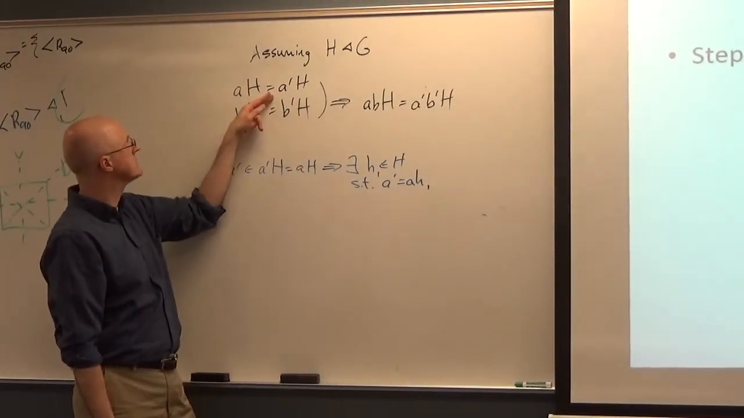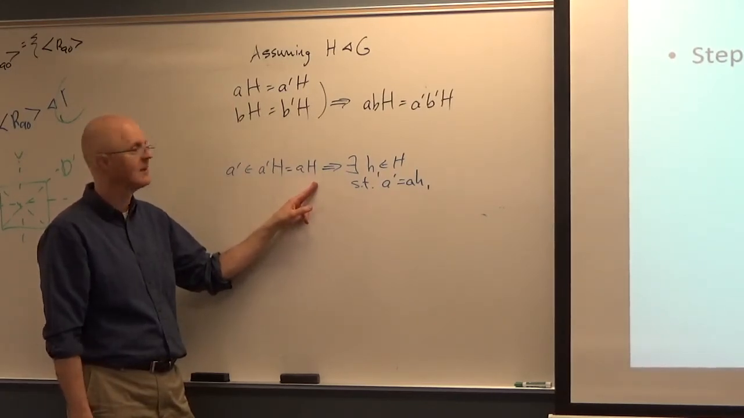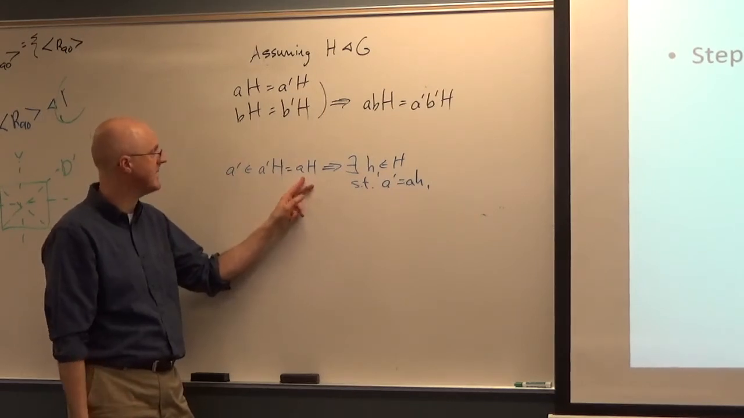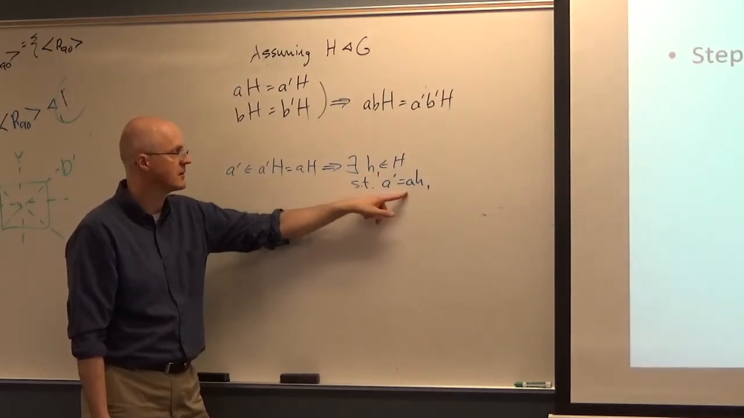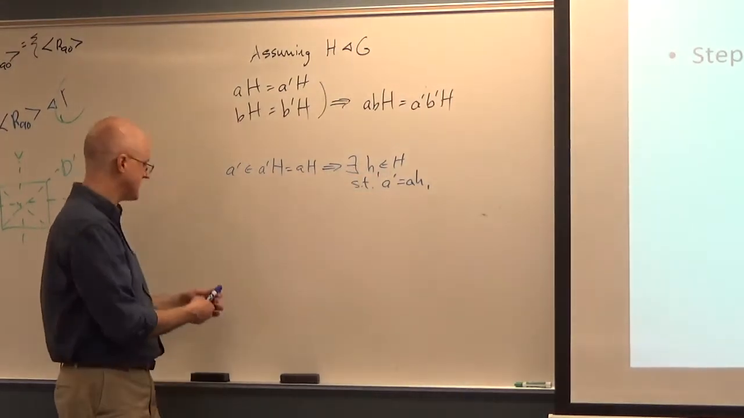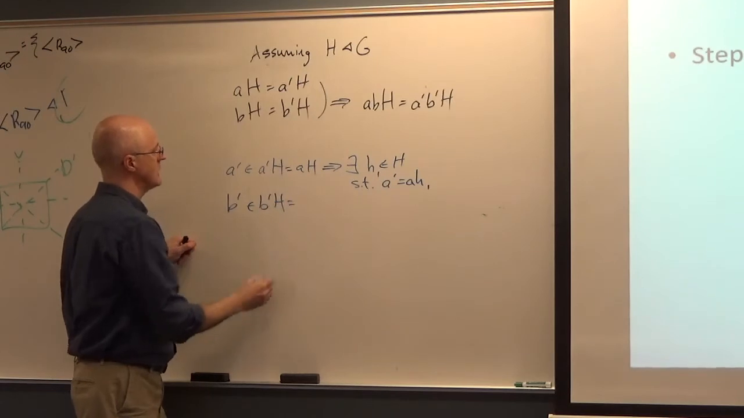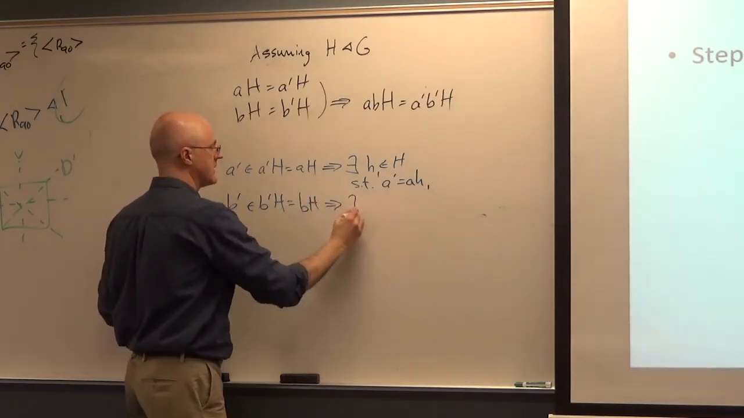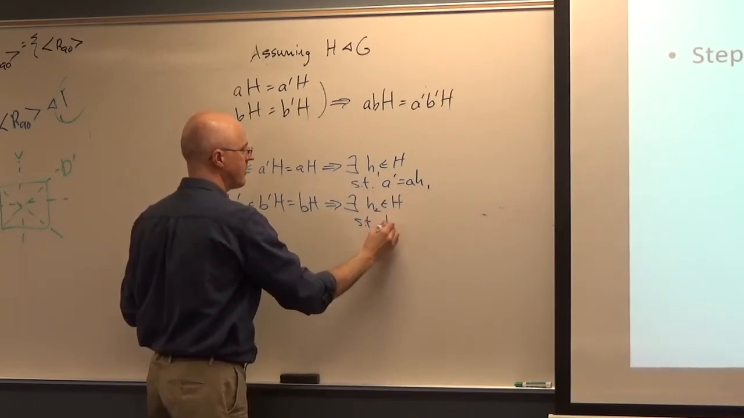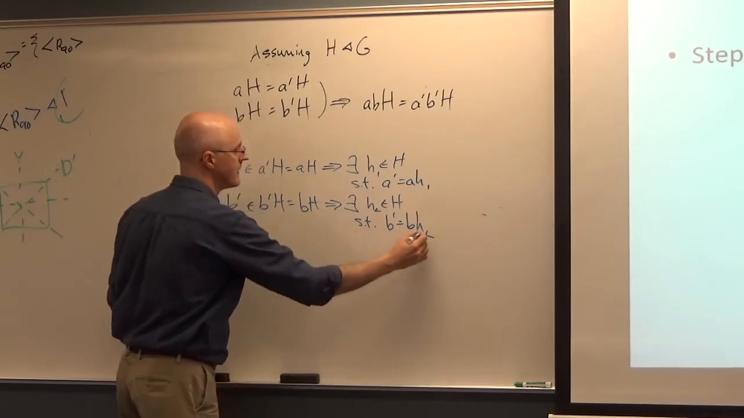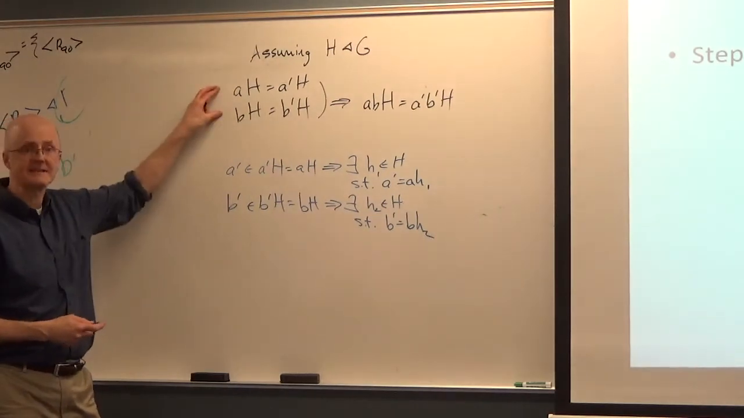I'm assuming that this left coset equals this left coset for some other element A. So A prime is in this left coset. What does that mean? It means it's the product of little a times something in capital H. There exists something in capital H where this is true. And I can write something similar with B prime. B prime is in this, which happens to equal this. So there would exist some other element of H, call it H2, such that B prime equals B times H2. That's a fundamental thing to understand about what's going on here when we're making these assumptions.